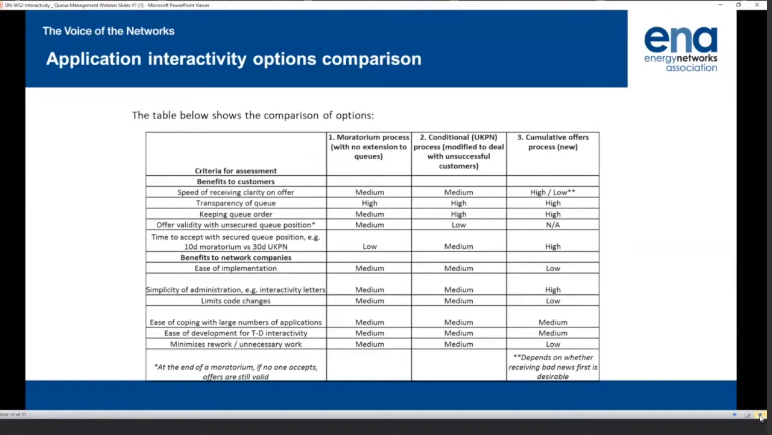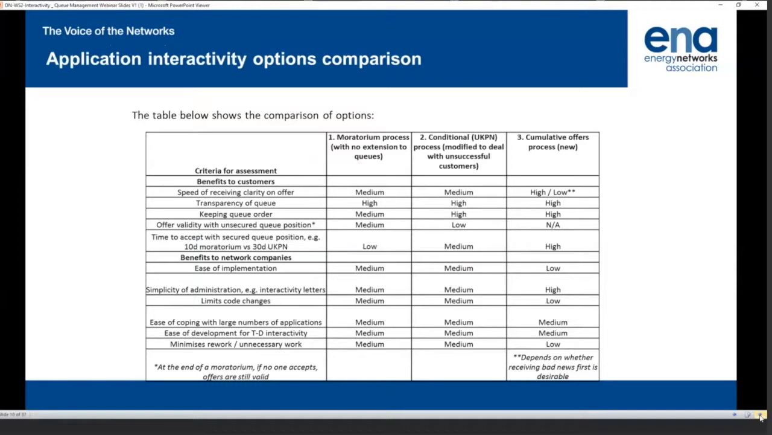In terms of the cumulative offers process, there's quite a big difference between that one and the other two. The top one there, speed of receiving clarity on offer, could be viewed as either high or low depending on your perspective. If it's good for customers to know the total highest cost up front, then you might say high clarity. If customers think they might be put off by receiving a high cost up front, then it scores low on that one.